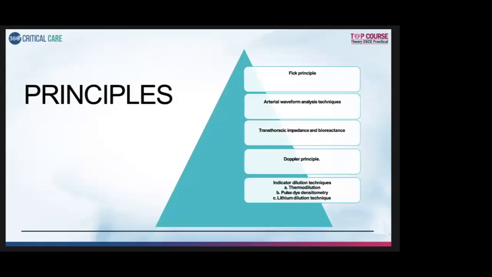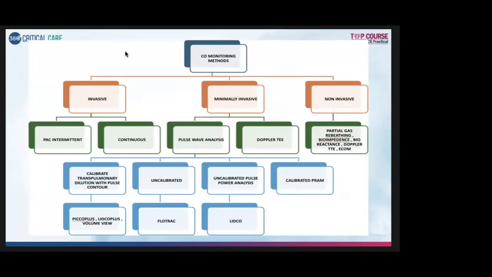The second method is the arterial waveform analysis technique. The third principle is the transthoracic impedance and bioreactance. The fourth principle is the Doppler principle, which is used by transthoracic echo and transesophageal echo. And the fifth principle is the indicator dilution techniques, as used in pulse dye densitometry and the lithium dilution technique. So based on invasiveness, the cardiac output monitoring devices can be divided into three: invasive, minimally invasive, and non-invasive.